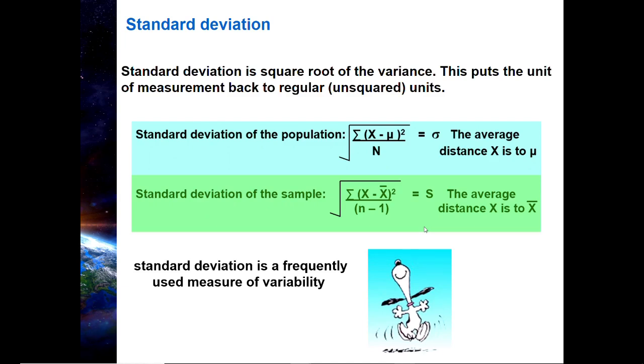So we like standard deviation because it is an average, and we like it because it got rid of the problem of having squared units. So this is why Snoopy is doing his little happy dance.